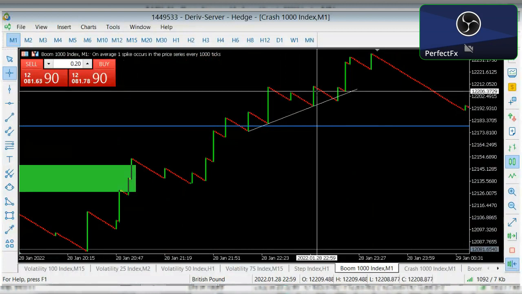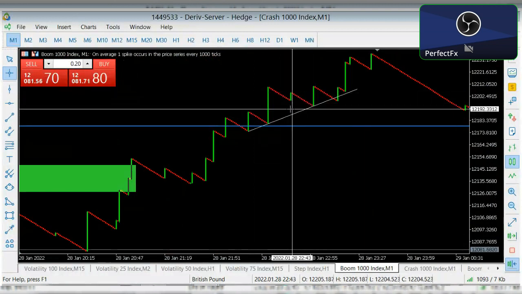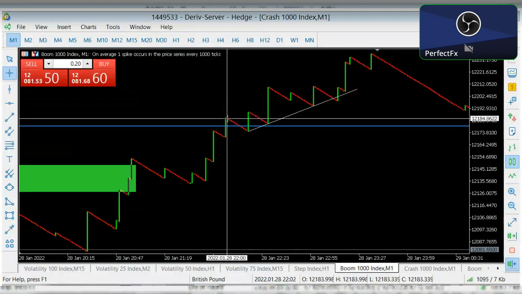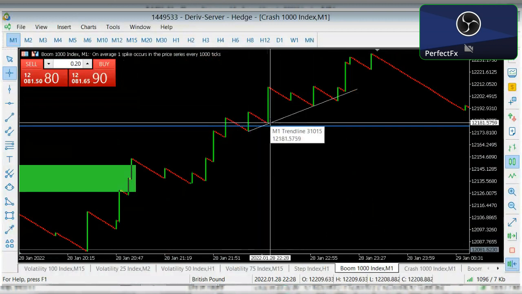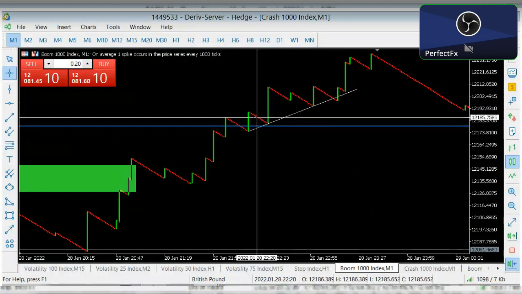Can you see this spike? So the break of structure at this point. This also broke this structure. This particular candle broke this structure. This particular spike broke this structure. This spike, this upside, broke this structure.